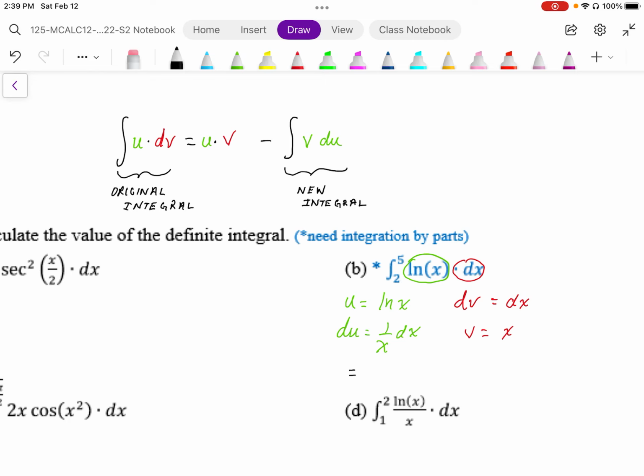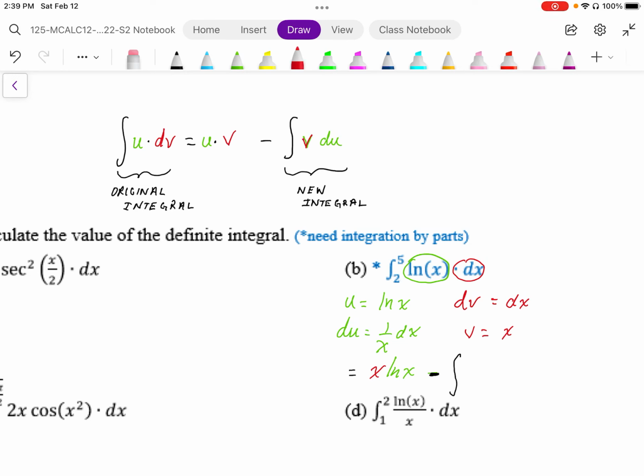So using the formula, we end up with uv. So I'm just going to start with x as my v, and u is my log function. And then minus, we end up with this new integral part. And this is the part that's of interest to us, because if this new part is integratable or anti-differentiable, then the formula has served its purpose. So this part ends up being v du.